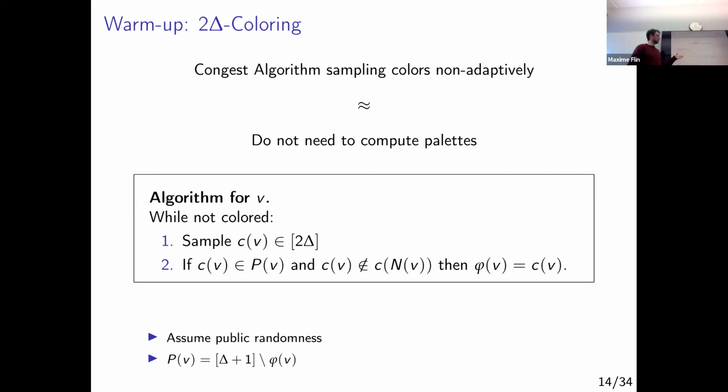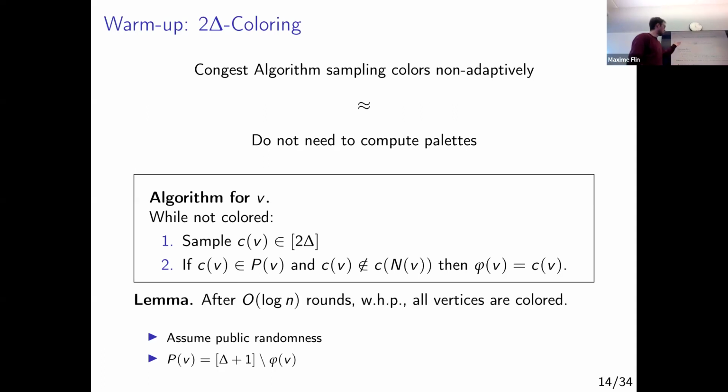If not, I can just safely pick the color. That's the whole algorithm. It's not very difficult to see: you have delta neighbors, and they each block one color. So regardless of what your neighbors do, you always have 1/2 probability of getting colored each round. So after log n rounds, all the nodes are colored with high probability.